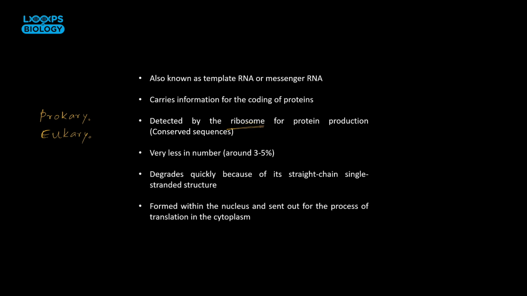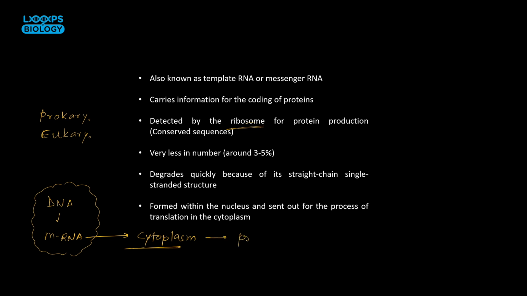This particular mRNA is very less in number, around 3 to 5% of the total RNA content, and it degrades quickly as it is a straight-chain single-stranded structure. This mRNA is formed within a nucleus. So the DNA to mRNA process in case of eukaryotes is carried out within a nucleus, and then mRNA is released out into your cytoplasm for protein production.